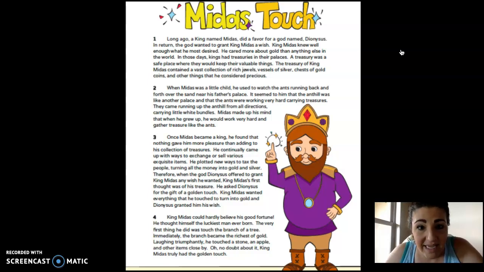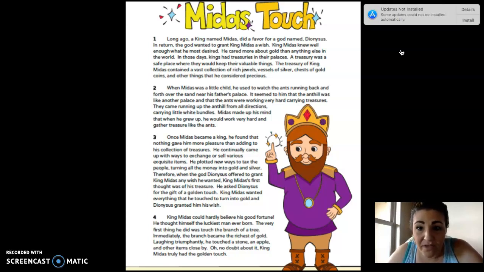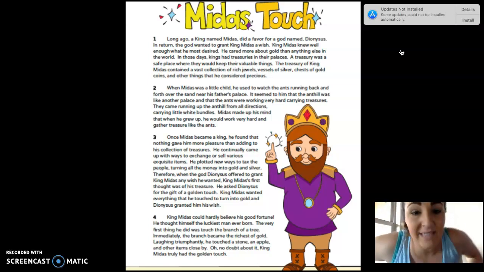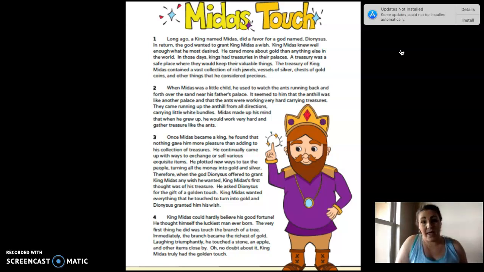In those days, kings had treasuries in their palaces. A treasury was a safe place where they would keep their valuable things. The treasury of King Midas contained a vast collection of rich jewels, vessels of silver, chests of gold coins, and other things that he considered precious. Okay, guys, I'm going to be stopping and going over some of the vocabulary every once in a while just to help you guys, okay?